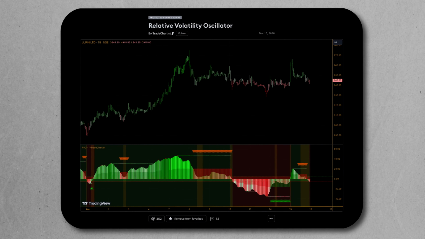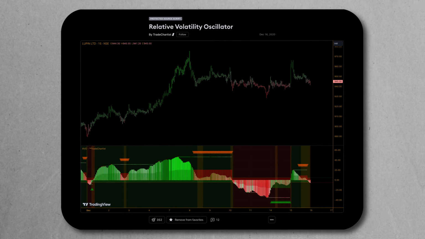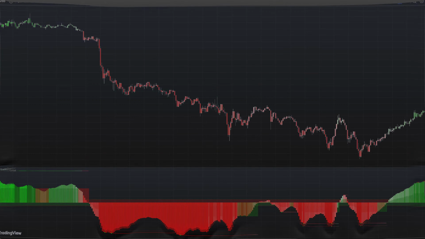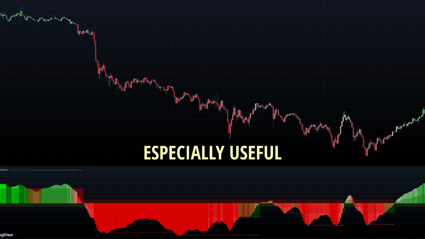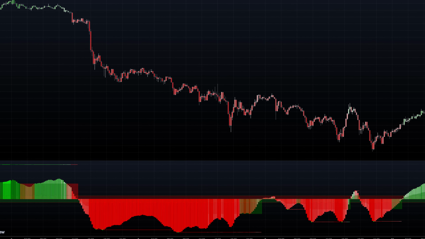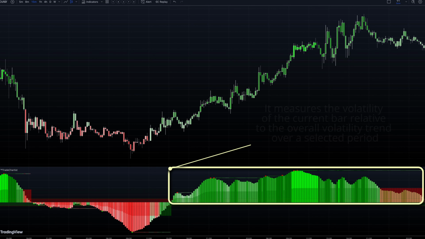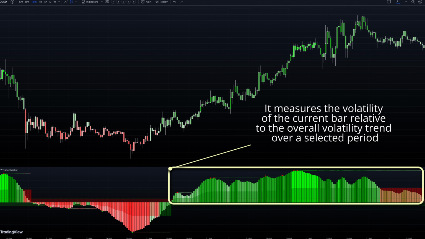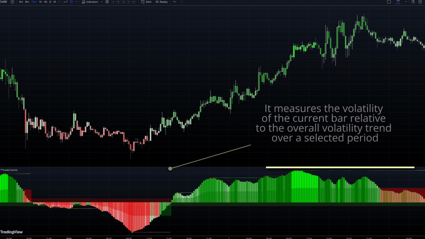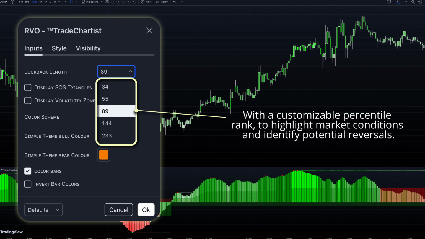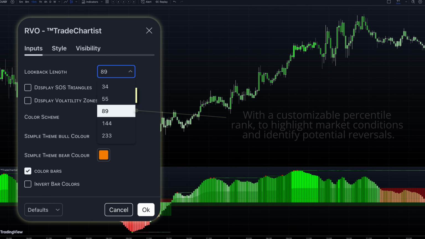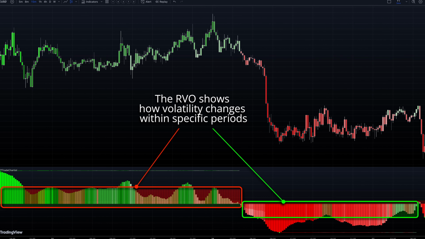The Relative Volatility Oscillator, RVO, by Trade Chartist, is a tool used to measure market volatility, especially useful for volatile assets on lower timeframes. It compares the volatility of the current bar to the volatility trend over a chosen period, using percentile rank to show market conditions and potential reversals. Instead of traditional volatility measures, the RVO looks at how volatility changes within specific periods, helping to predict momentum shifts.